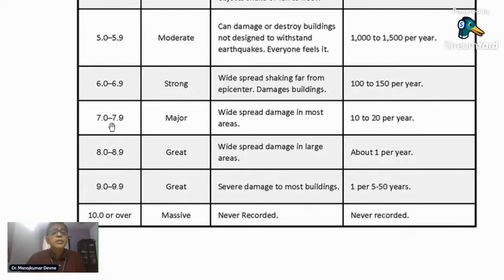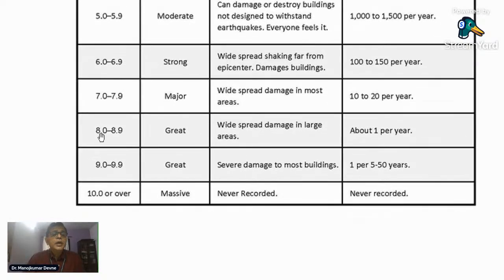A major is 7 to 7.9, widespread damage in most areas. 10 to 20 happen every year. 8 to 9 is great, widespread damage, and so on and so forth. About one per year in some part of the surface of this planet. This does not necessarily happen on land. It could happen under the ocean also.